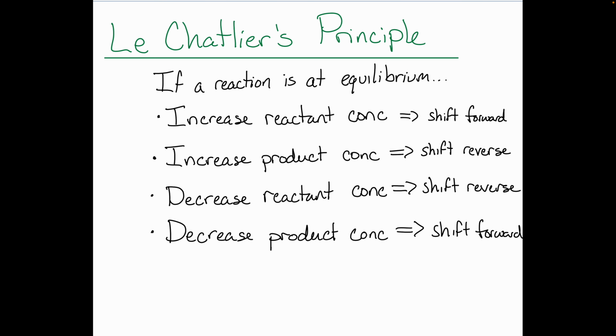Le Chatelier's principle, we use all the time to increase reaction yield. Right? We use these two shift forward methods all the time in order to increase the yield of a chemical reaction. All right, so what do I mean by that?